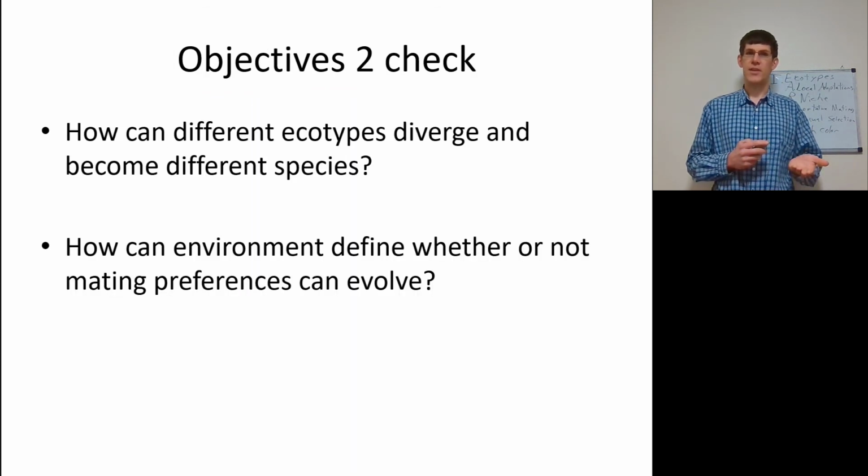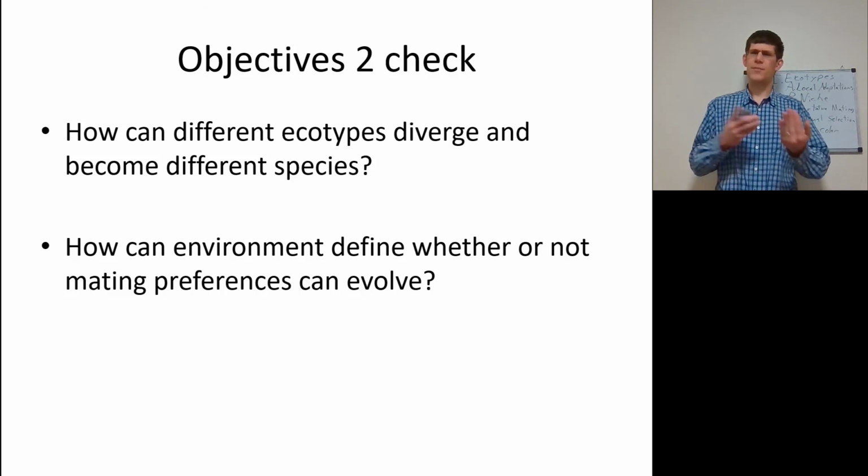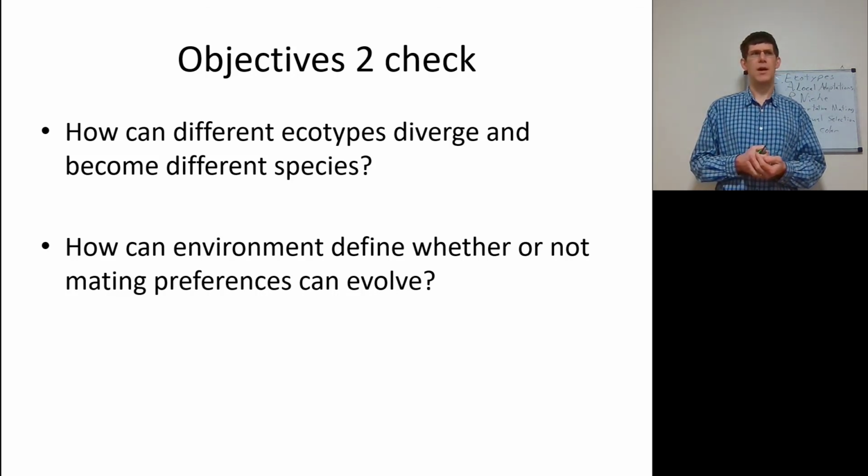All right, can you check the different ecotypes? How do they diverge and become different species? I want you to look at some different examples. There are good bird examples if you're a birder. There are good mammal examples of elk, deer, and moose. You can look at how those different ecotypes survive, and how environment can define whether mating preferences can evolve or not. Again, if you're from Hawaii, go check out some of these Hawaii examples of different species. Honey creepers are a really good example here.